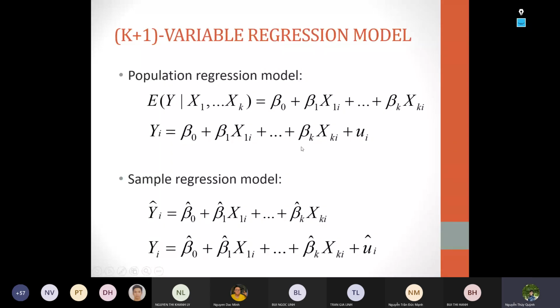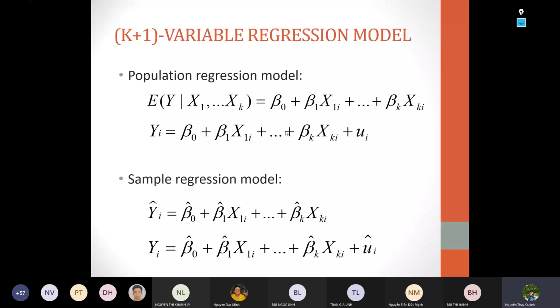Is this model a linear regression model? Yes, it is a linear regression model because all the parameters have the power of 1. All right. So for a linear regression model, how can we estimate the model?